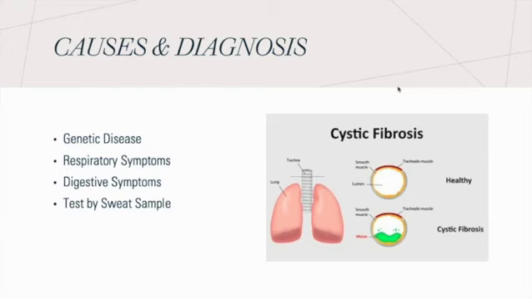So the causes and diagnosis. It is caused by a genetic mutation, and each parent can carry one of the CFTR genes, so it can be passed down to the next generations. This disease can pertain to respiratory symptoms and digestive symptoms. In order to diagnose this disease, usually a test by sweat sample is run. It's usually done on children, and the doctors will take a sample of the sweat and look at the levels of salt. And if there's a high level, it usually indicates cystic fibrosis.